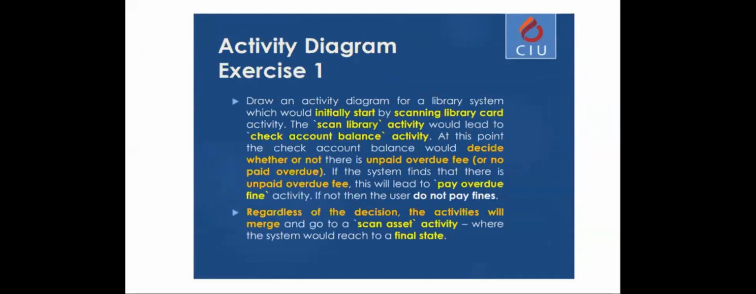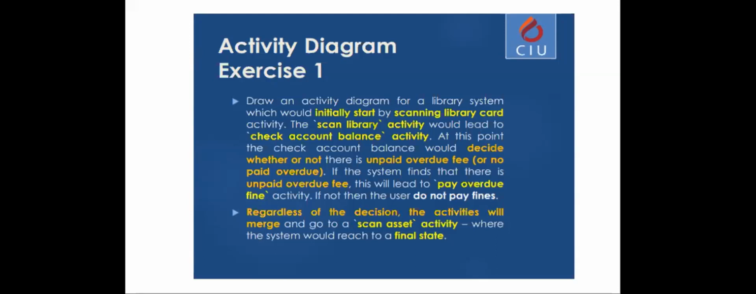So draw an activity diagram for a library system, which will initially start by scanning library card activity. The scan library activity would lead to a check account balance activity. At this point, the check account balance would decide whether or not there's an unpaid overdue. If the system finds that there is an unpaid overdue fee, this will lead to pay overdue fine. If not, then the user does not pay any fines.